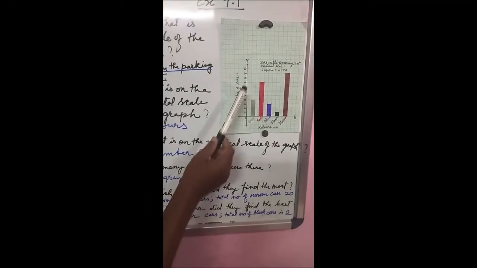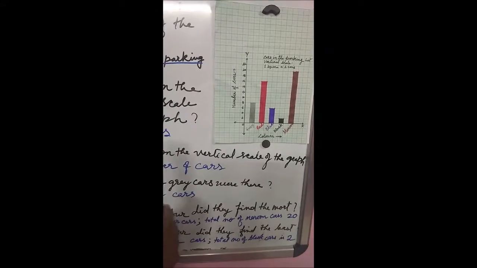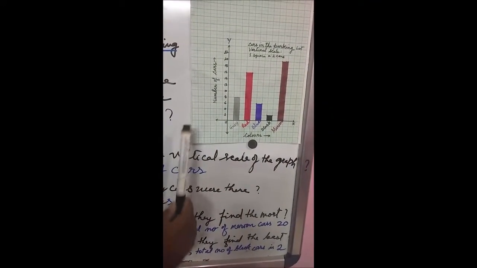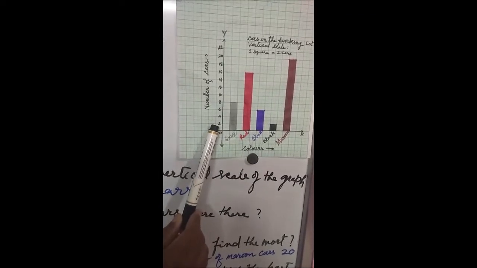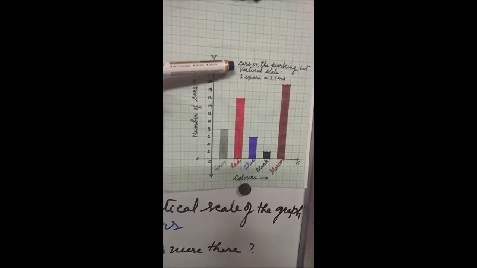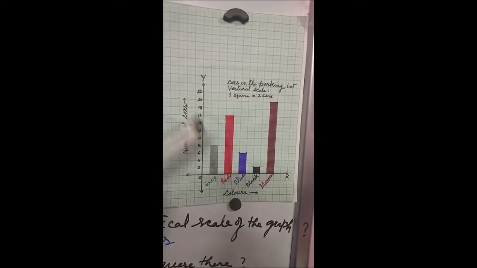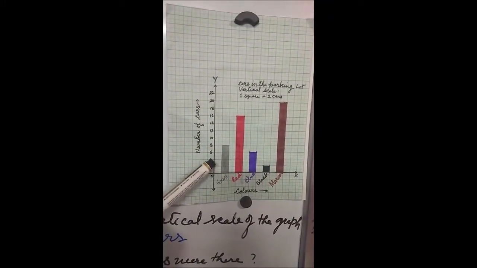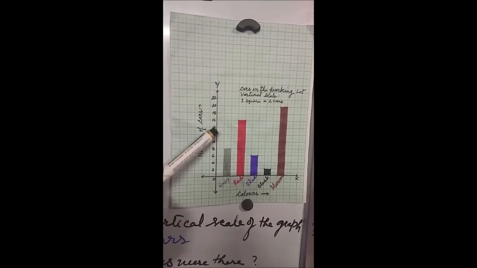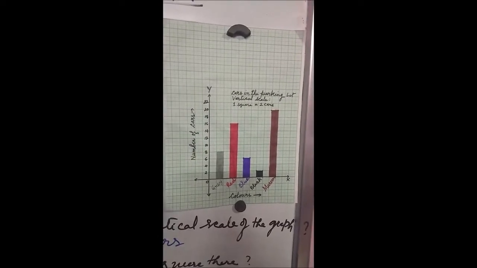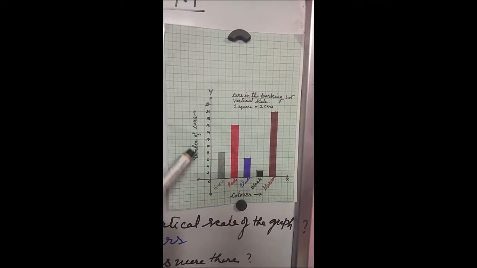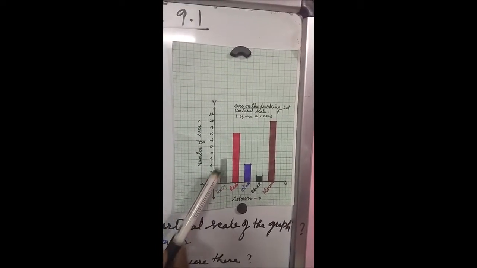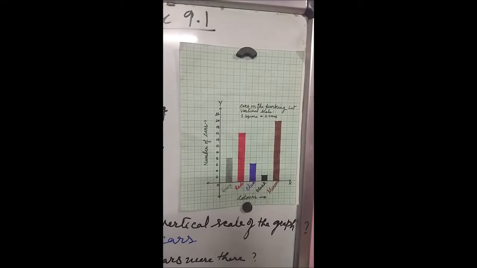So here in the bar graph, the numbering is done here. The scale is very important here. That means one square represents how many cars? 2 cars. So I have written this scale here. 1 square is equal to 2 cars. So this is the scale of the graph. So 2, 4, 6, 8, 10, 12, 14, 16, 18, 20, 22. These are the number of cars, and 1 square represents 2 cars.